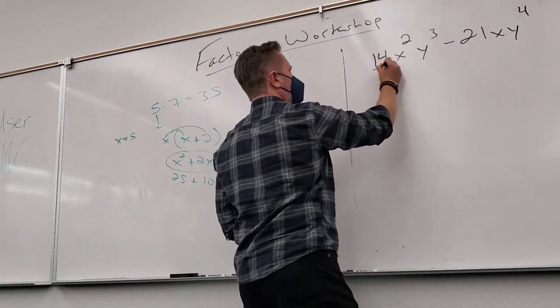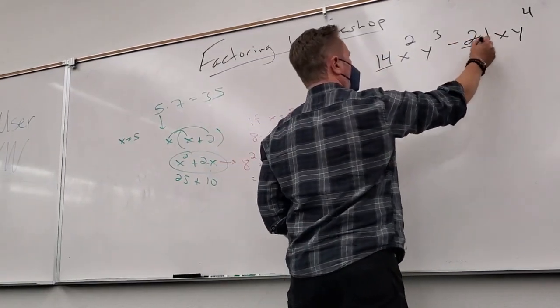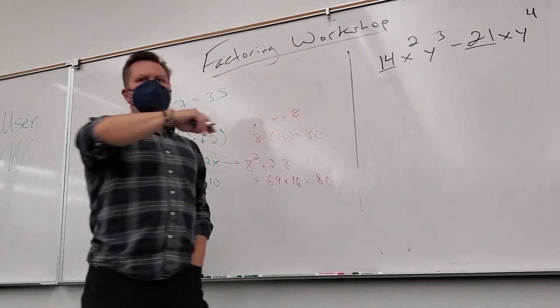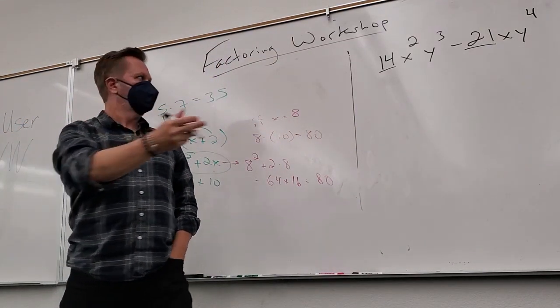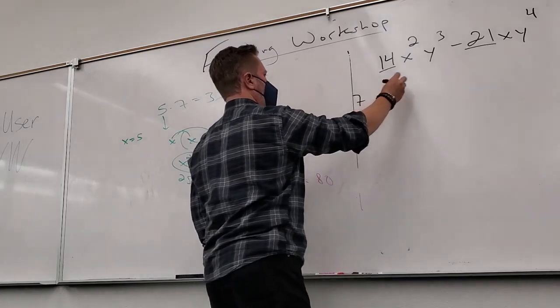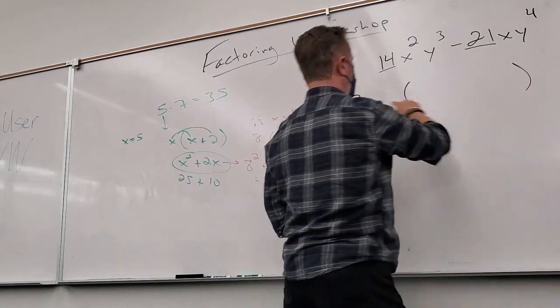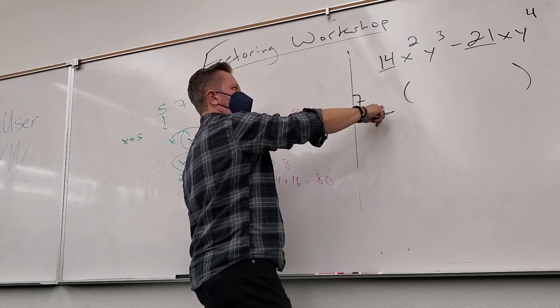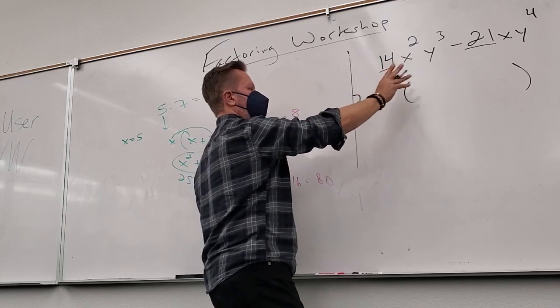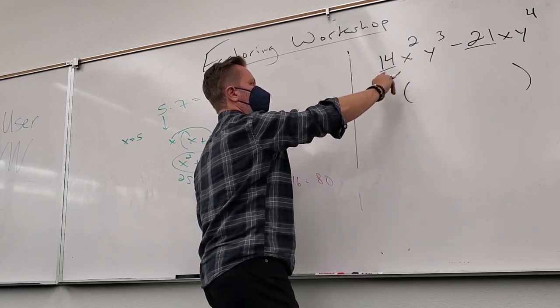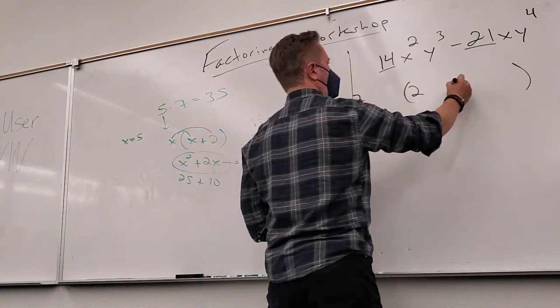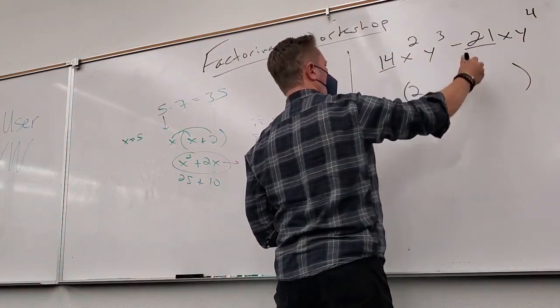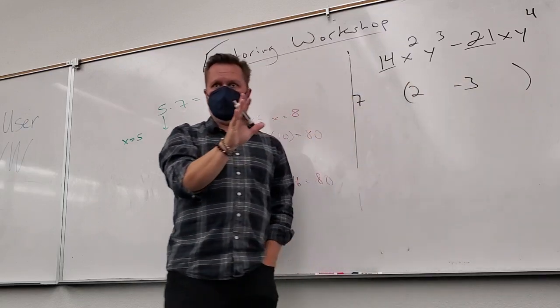So look at just the numbers. What do they both have in common? 7. So it would have been 7 times something. So we're going to leave some room. In fact, let's go ahead and do this. I wouldn't normally recommend it, but let's do this for this problem. 7 times what is 14? 2. And 7 times what is 21? -3. I like it, right?